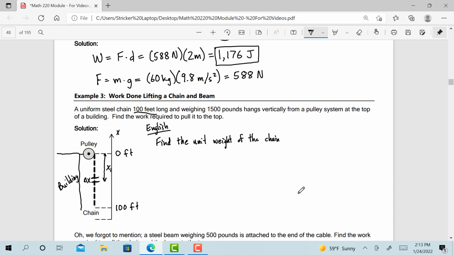And to find a unit weight, you just take the total pounds divided by the length. So we know this chain weighs 1,500 pounds, and it is 100 feet long, which means the unit rate is 15 pounds per foot. It means that for every foot of this chain, the weight of that foot of chain is 15 pounds. So how much then is the weight of this infinitesimally small piece of the chain? How much does that weigh?